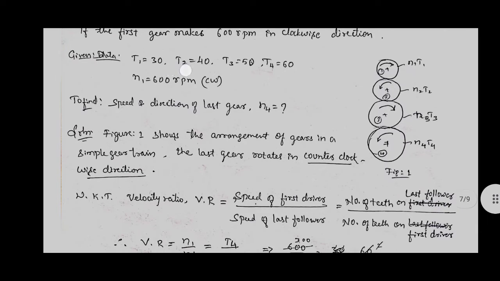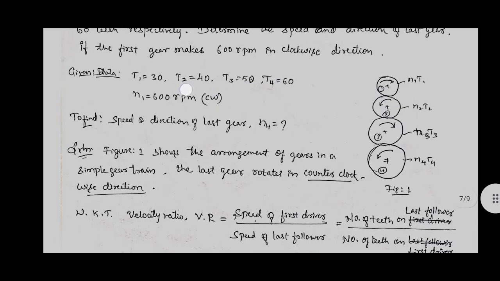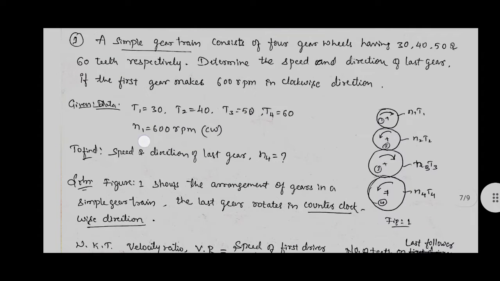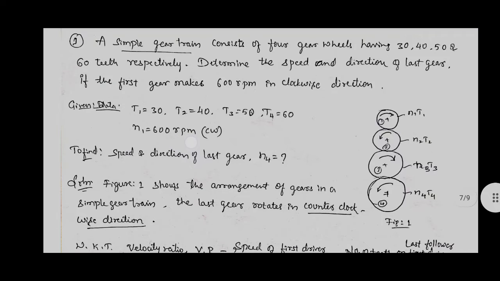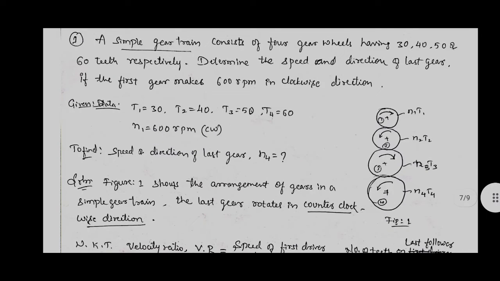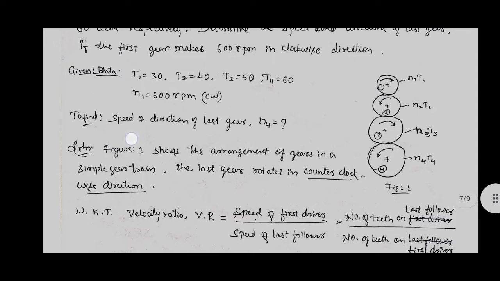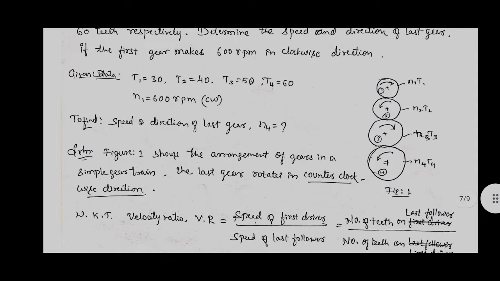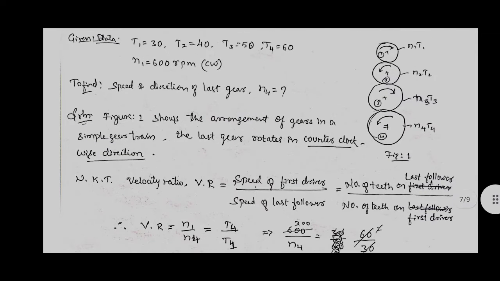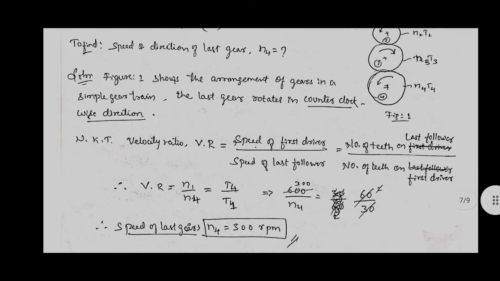So we have written the same thing, given data: t1 is 30, t2 is 40, t3 is 50 and t4 is 60 as per the given data. And speed of the n1 gear is 600, which is clockwise, meaning in the clockwise direction you take a positive sign, so you have to remember that. To find the speed and the direction of the last gear, we have to find out the n4 value. The figure shows the arrangement of the simple gear train.